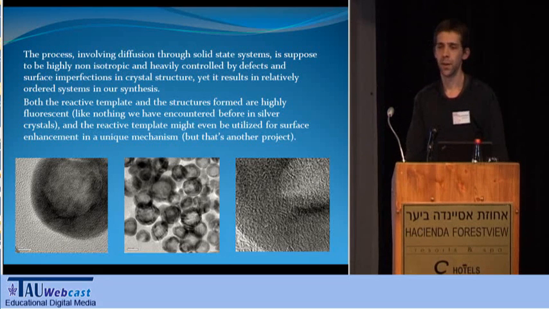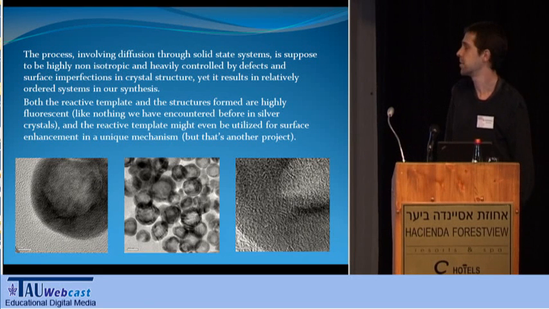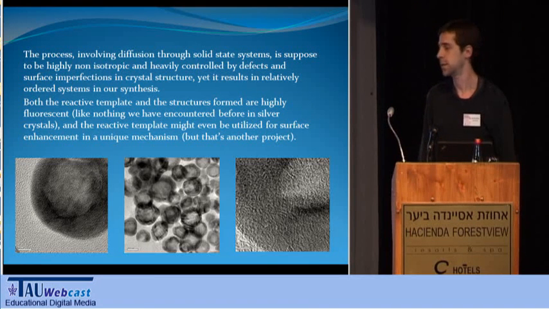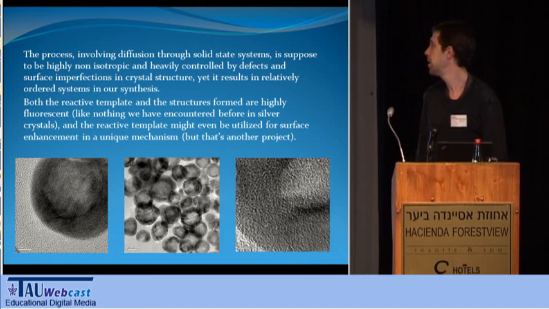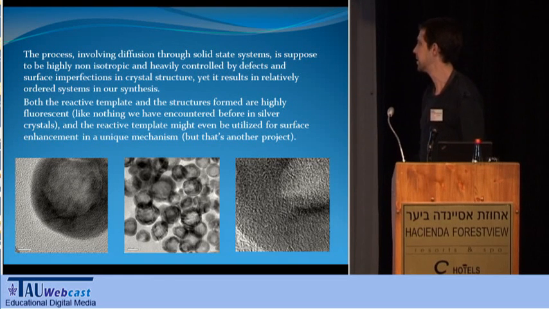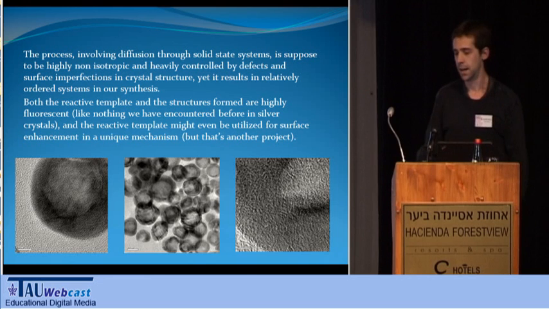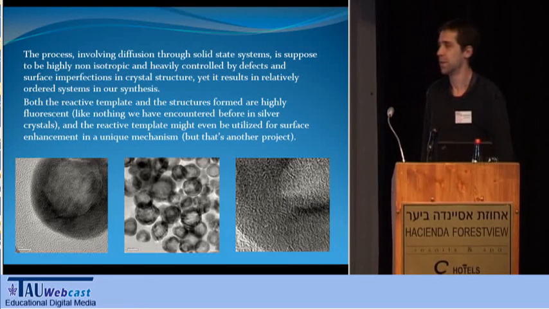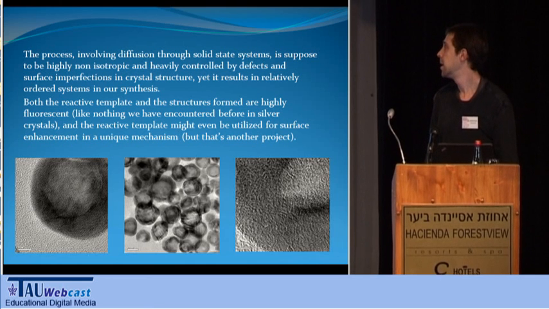And although this process should be heavily controlled by defects in the crystal structure and surface imperfections, we were able to create highly ordered crystal structures, as you can see in the high-resolution TEM images. The reactive template for this process was nanocrystals of silver oxide, which go through a process of photoactivation.